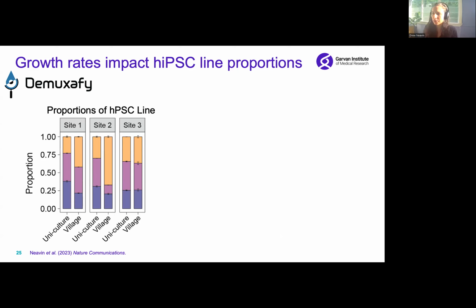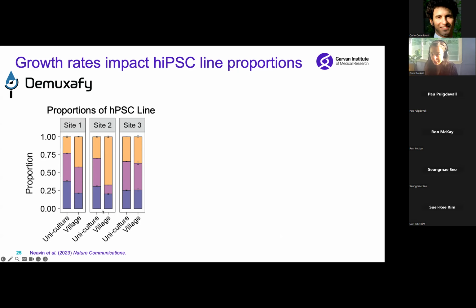So we see that the yellow line really increases across the 3 sites.